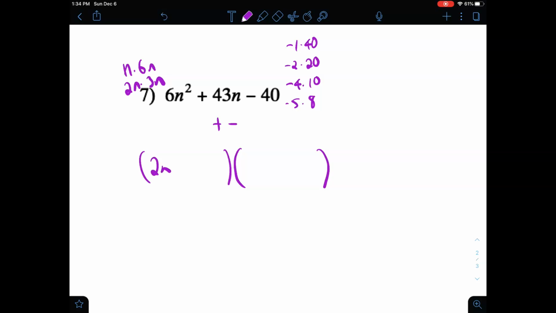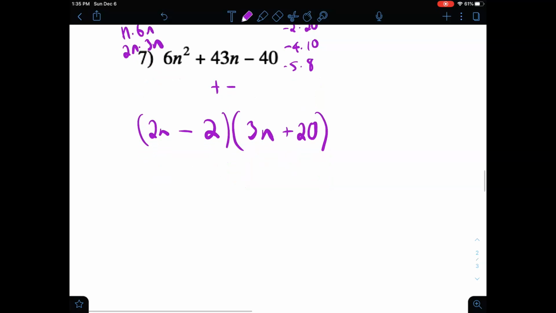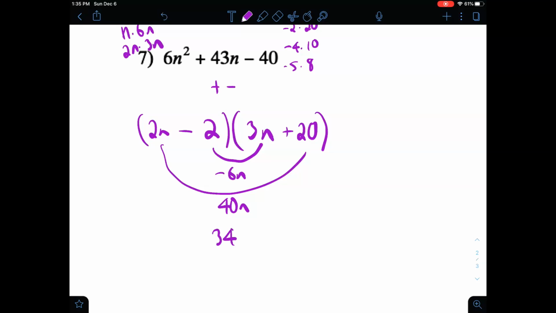Let's put 2n and 3n. We need to end up with it being pretty positive, in the positive direction. So let's try 20 and negative 2, for example. Let's put 20 right here and negative 2 right here and see what happens. Just to give it a try. So negative 2 times 3n is negative 6n. 2n times 20 is 40n. Well, if we get that, that's going to be 34n. That's not going to work. That's not the one that's going to work.